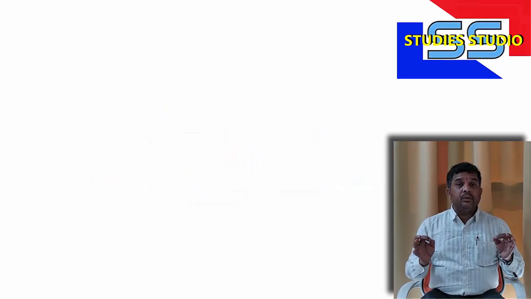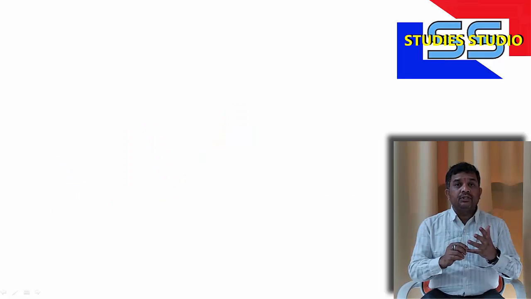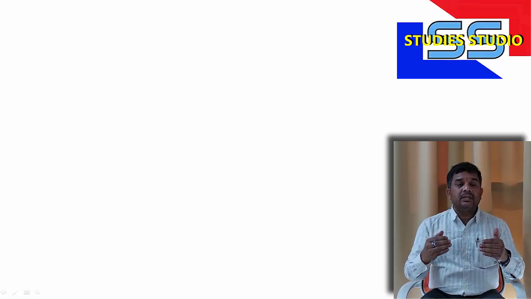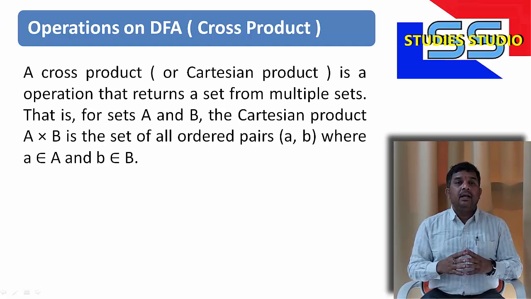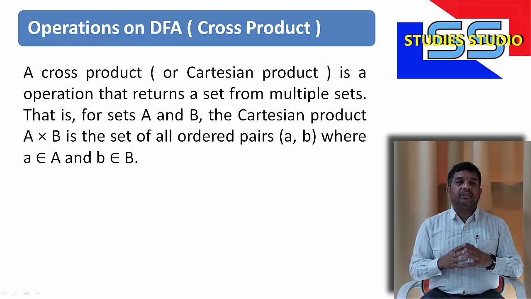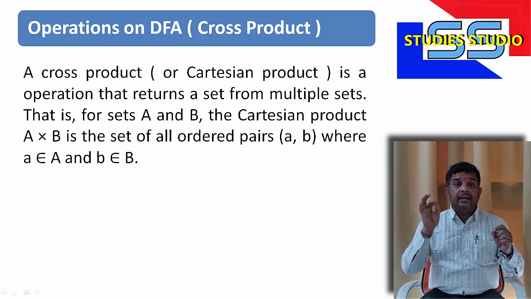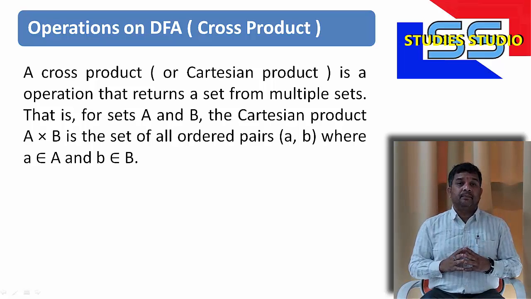In the previous videos on operations on DFA, we have discussed the union operation, concatenation operation, reversal operation and complement operation. Today we are going to discuss some more operations, and all those operations are based on cross product. The cross product or the Cartesian product is the operation that returns the set of multiple sets.